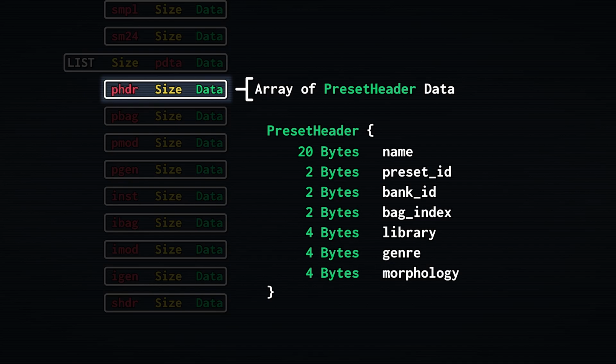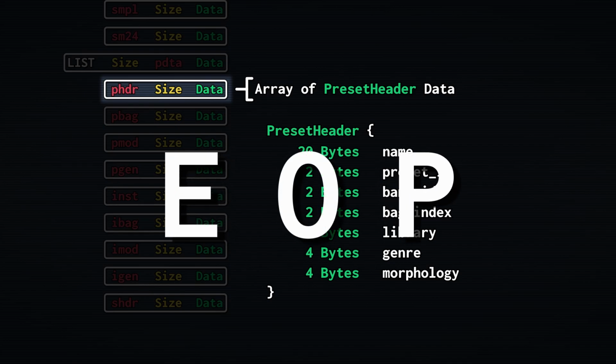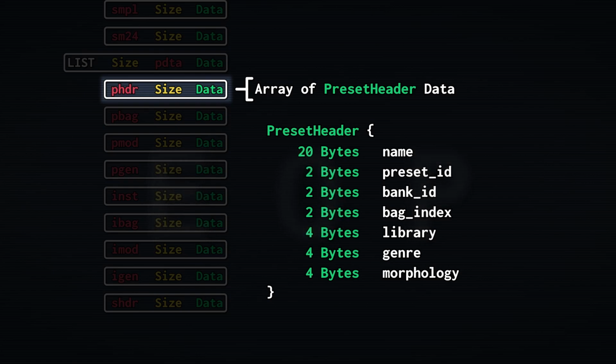To reiterate, the PHDR subchunk simply stores an array containing multiple instances of the structure we just talked about. An interesting thing to note is that the last entry will always have the exact preset name EOP. This entry is just used to indicate the end of the array.